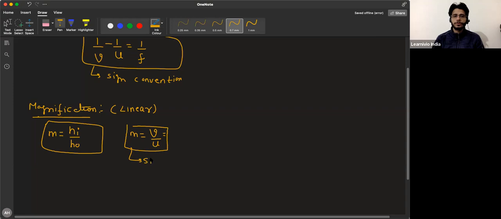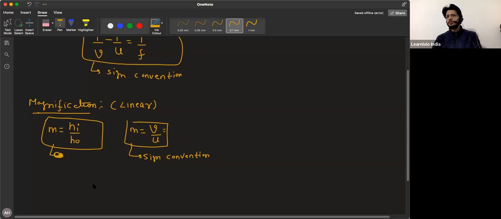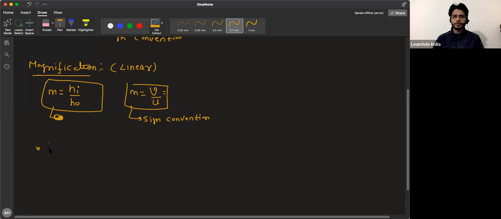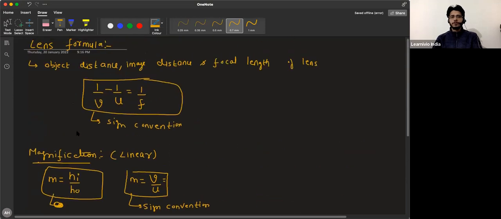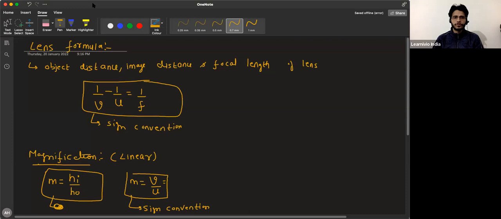So when you use this in numerical, use a proper sign convention. Minus v by u is for mirror. It's height of image by height of object. And there's one simple sign convention that height above the principal axis is positive, and height below the principal axis is negative. Okay, note it down. We'll do numericals on it.